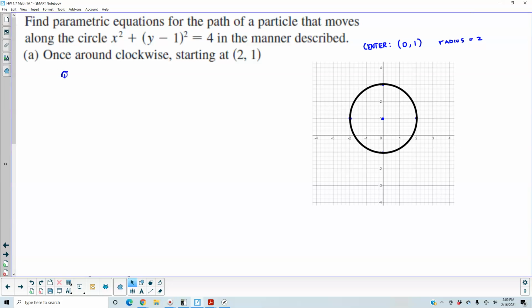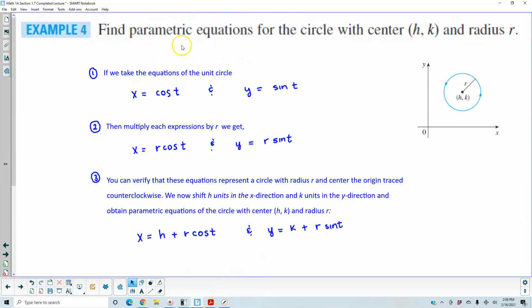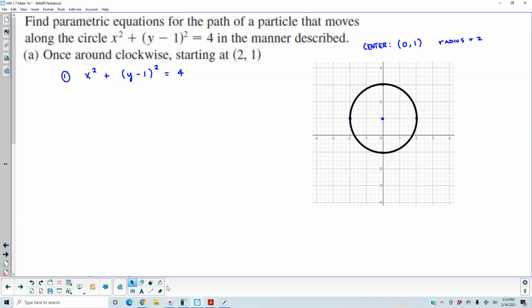Now before we do, let's write out what that equation is. We have x squared plus (y minus 1) squared equals 4. Now we want to refer back to example number 4. If you recall, we can multiply expressions by the radius r to get x equals r times the cosine of t, and y equals r times the sine of t. So we're going to start with the cosine here. This x squared is the same thing as taking the radius, which is 2, and multiplying it by the cosine of t, and then squaring it.